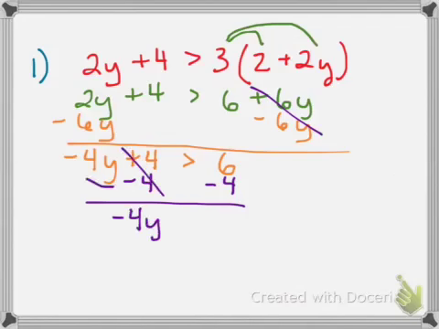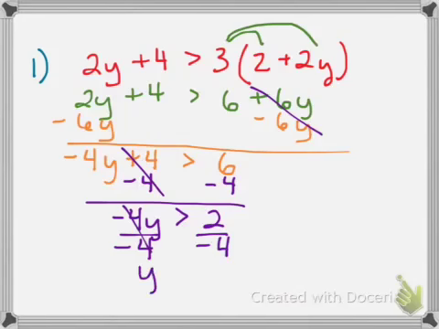Another thing that we keep forgetting is to bring down this entire term, the negative 4y. That's a very important part. Bring down my inequality symbol. 6 minus 4 I know is 2. So then I'm going to divide both sides by negative 4.